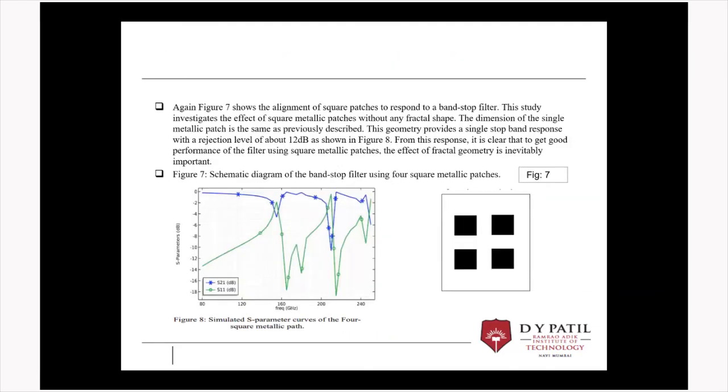Next is figure number 7, which shows the alignment of the square shapes responding as the bandstop filter. This study investigates the effect of square metallic patches without any fractal shape. We got a rejection level of 12 dB in figure number 8 while simulating this. Figure number 7 illustrates the schematic diagram of the bandstop filter with four square metallic patches. After simulating with a size of 320 micrometers, figure number 8, which we got through the CST software, is the simulated S parameter curve for the four square metallic patches.